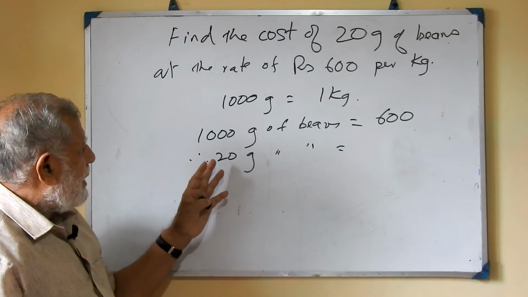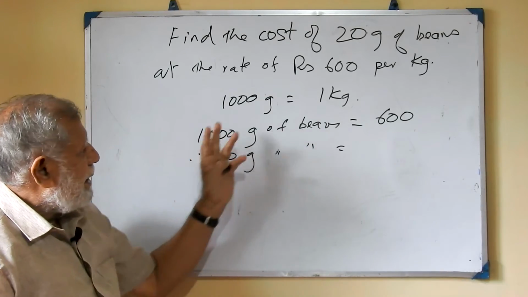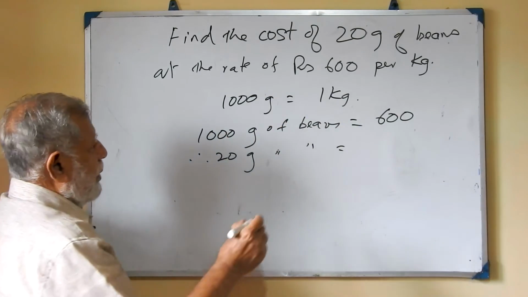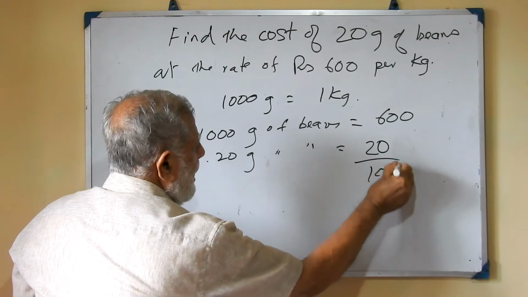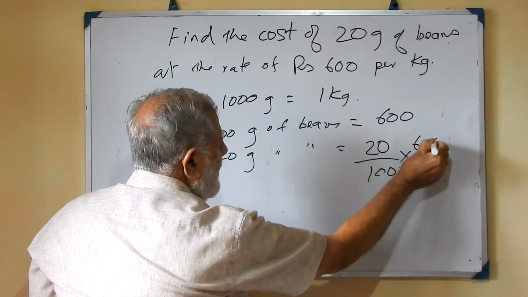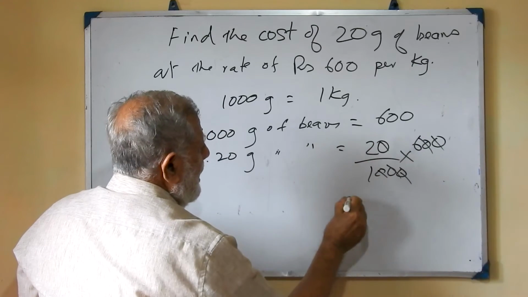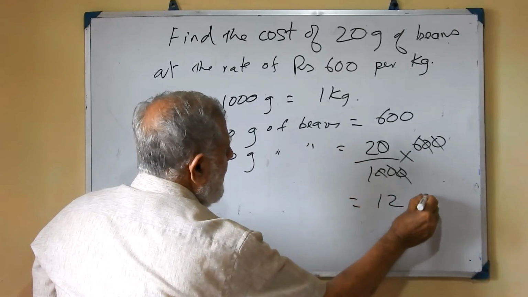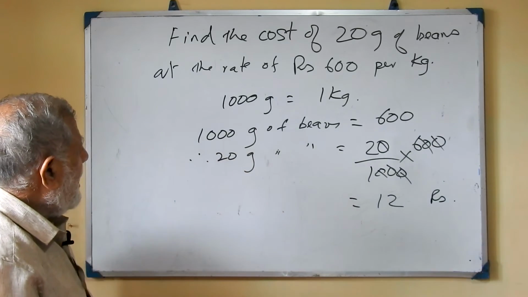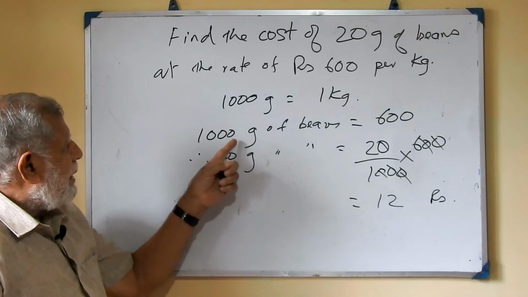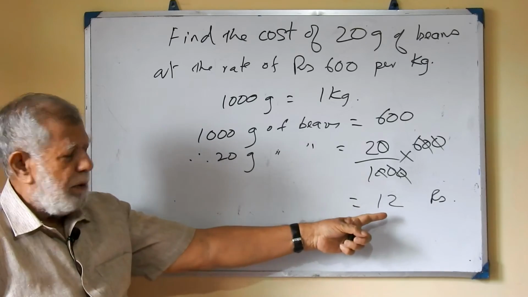We know this is a direct method sum. So when this quantity decreases, this quantity also should decrease. When this increases, this also should increase. So we write down 20 upon 1000 into 600. So we cancel the zeros. That is equal to 12 rupees. You can write rupees on this side also. So can you see the direct method? 1000 grams cost 600, therefore 20 grams is equal to only 12 rupees.